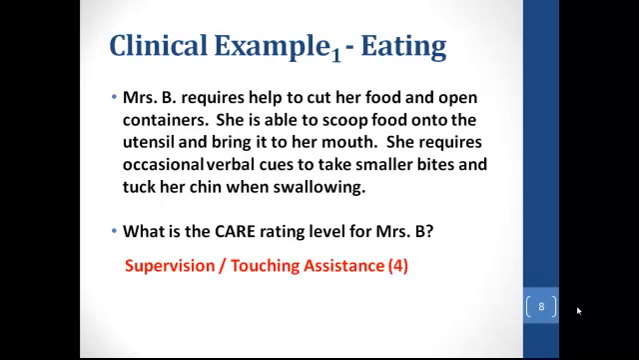The best choice is 4. Since Mrs. B requires a helper, she cannot score above a 5 or supervision. But since she requires occasional verbal cues to safely swallow, the appropriate care tool rating is a 4.